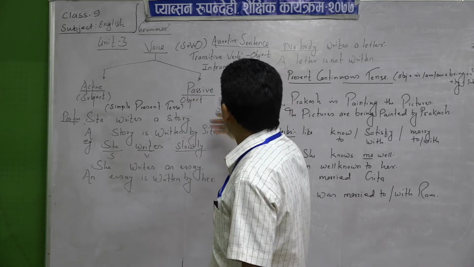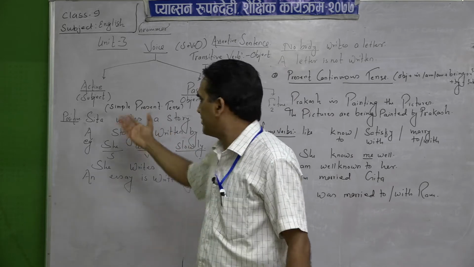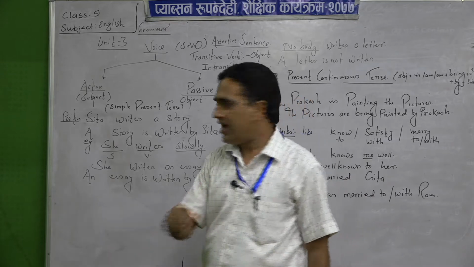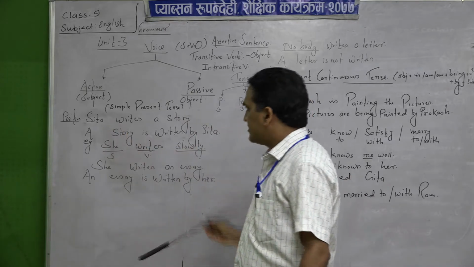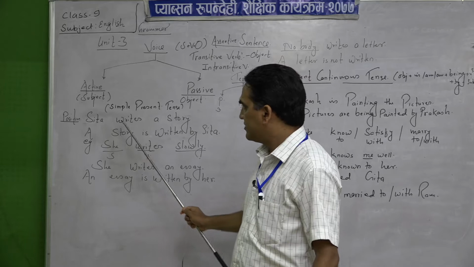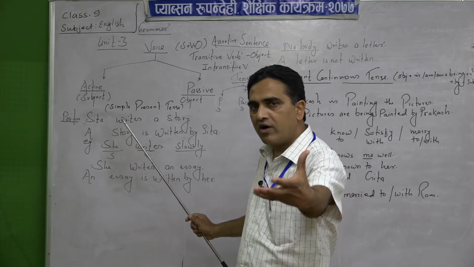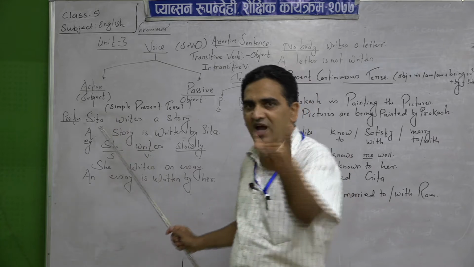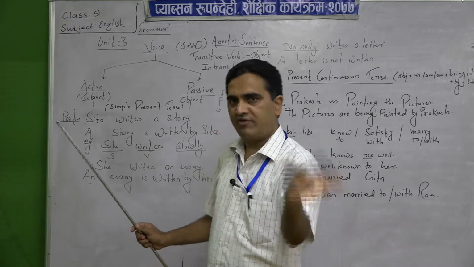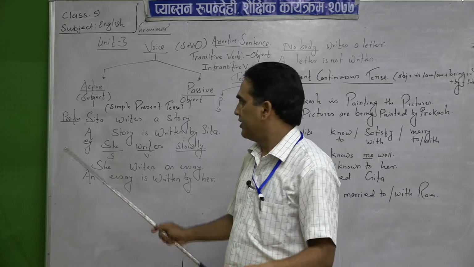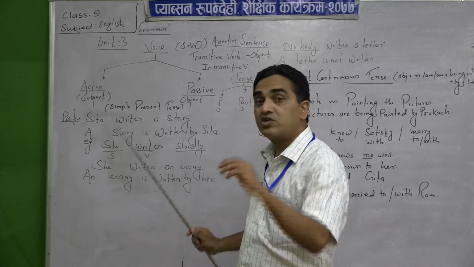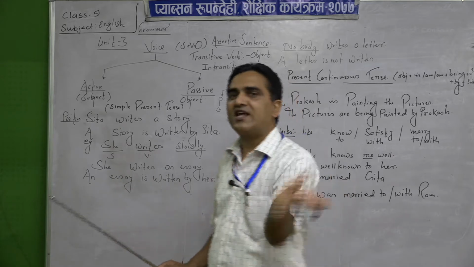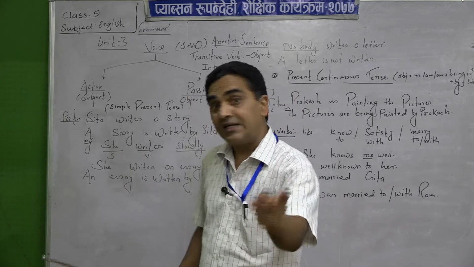Suppose I am going from simple present tense, just like: Sita writes a story. Sita is the subject, writes is the verb. What is a verb? An action word. There are two types of verbs, transitive verb and intransitive verb. In the voice we are learning, if a verb takes an object to complete its meaning, it is transitive. If the verb does not take an object to complete its meaning, it is intransitive.